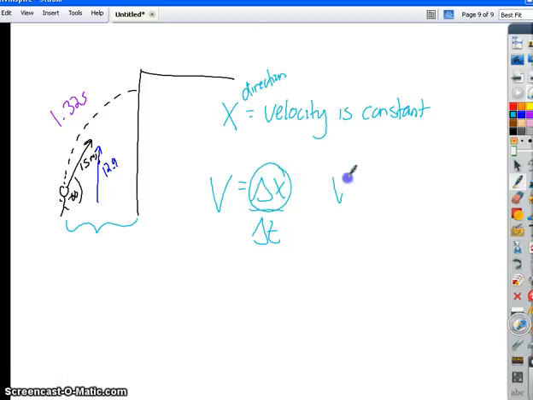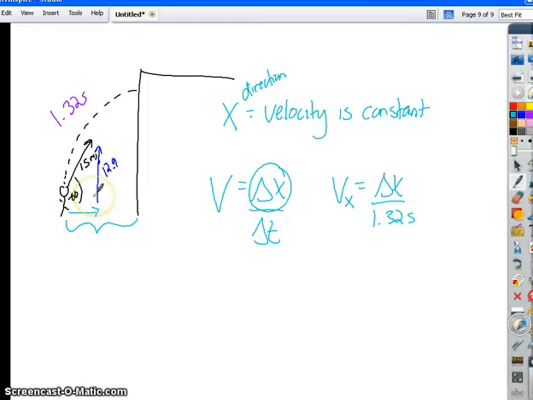We know that time is equal to 1.32 seconds. And so the question is, what is the velocity in the x direction? Because we can't use this. This is the velocity total. We can't use this. This is 12.9 meters per second in the y direction. So let's find out what the velocity is in the x direction.